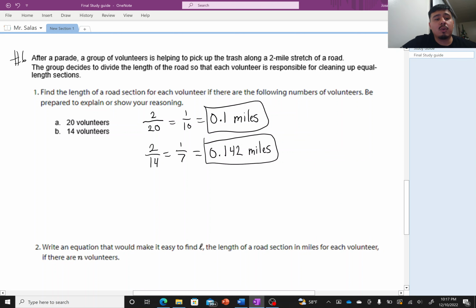All right, we're going to answer part 2 of the question. Part 2 says, write an equation that would make it easy to find L, the length of the road section, in miles for each volunteer, if there are n volunteers. Basically, what this is telling me is, if we don't know the number of volunteers, if we're just given the variable n, how much of the road do they have to clean up? We don't know the number. We're just going to put a variable n. So we still keep the 2. But guess what? Instead of dividing by an actual number, we're just going to divide by n. 2 divided by n is equal to L, which is the length of the road section.